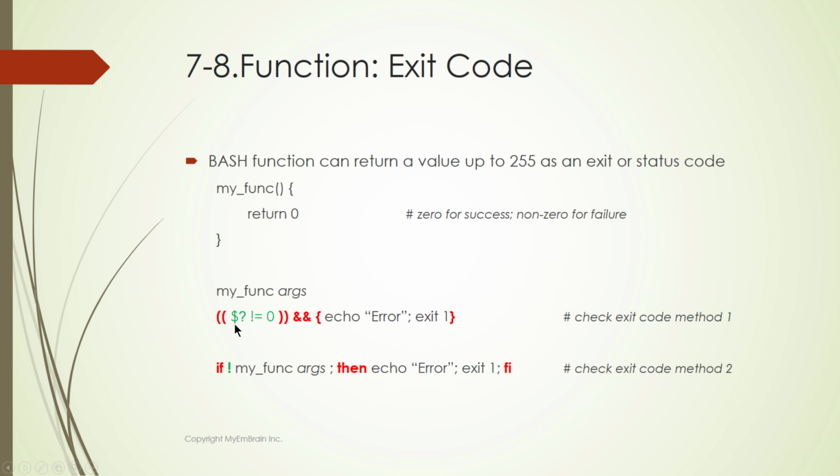This one says $? not equal to 0. And this one, you call the function and you put the exclamation point right in front of the function name to check for its return code in the if construct like this. The green expression right here and the green exclamation point right here are the same. The red color, the double parenthesis right here, the ampersand, the brace here and the closing brace, everything in red are equivalent to the if construct in red here. If, then, fi. So they are equivalent.